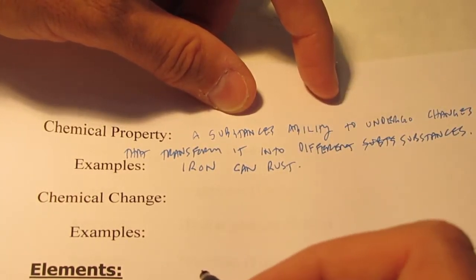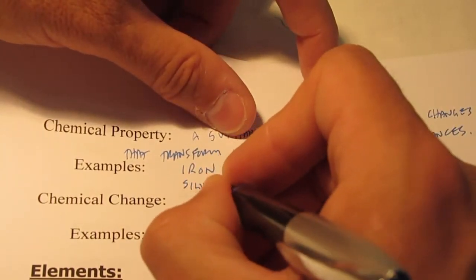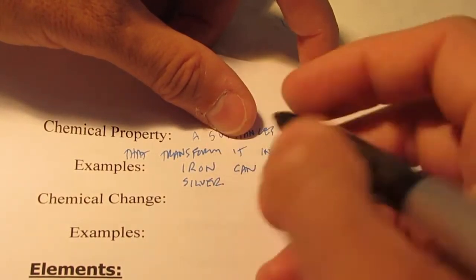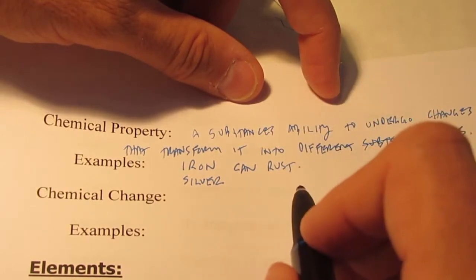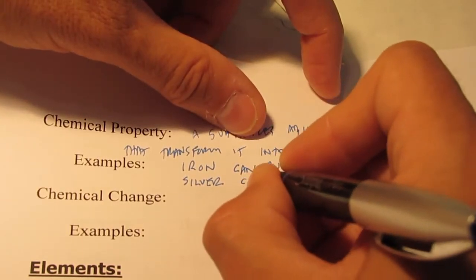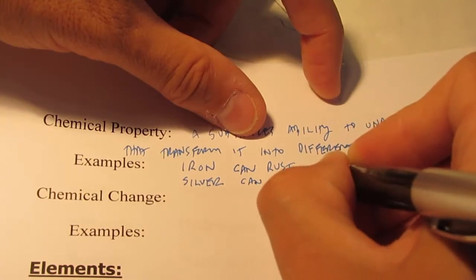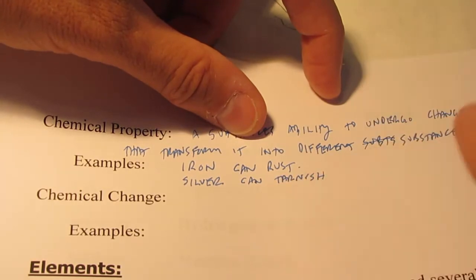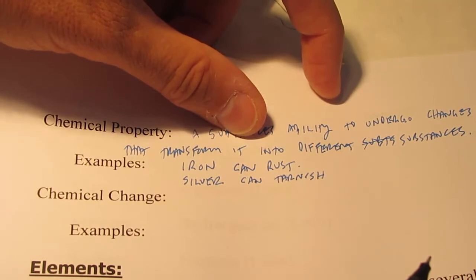Let me give you another example. How about silver? Do you guys have any real silverware in your home? What ability does silver have to undergo a change that can transform it into something new? I claim that silver can tarnish. Right, it gets that black coating on top of it. So that black coating is no longer silver. We've transformed it into something new.